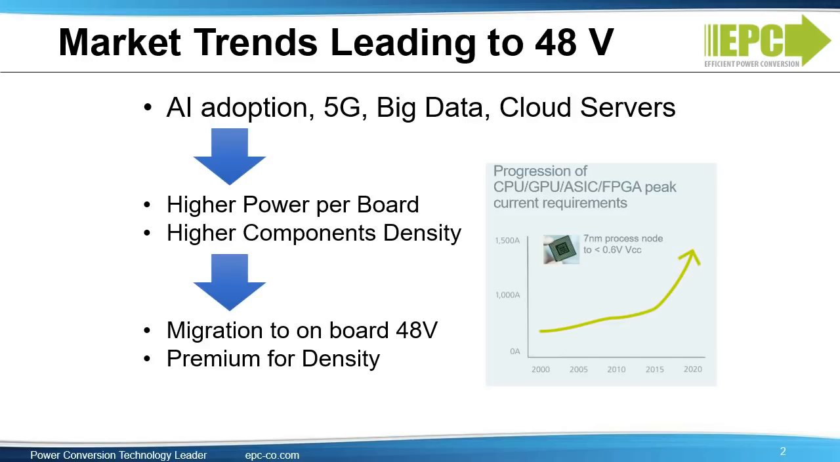This poses a challenge to the standard 12-volt input power distribution network infrastructure that struggles to deliver the increasing power and required power density. To solve this challenge, high-power artificial intelligence cards, hyperscale systems, and servers are moving from a 12-volt input to 48 volts.